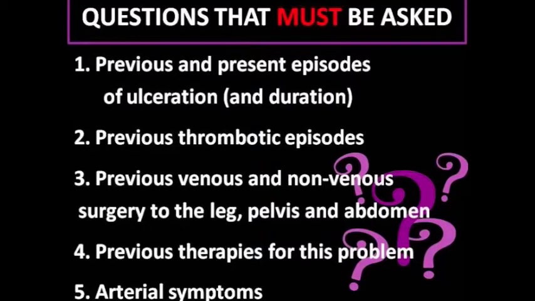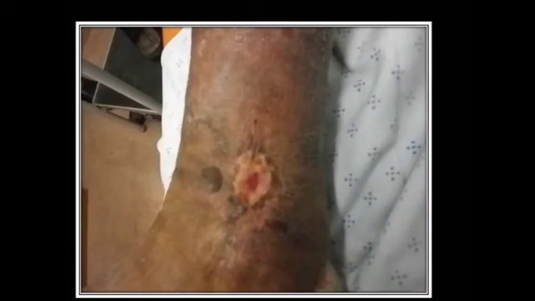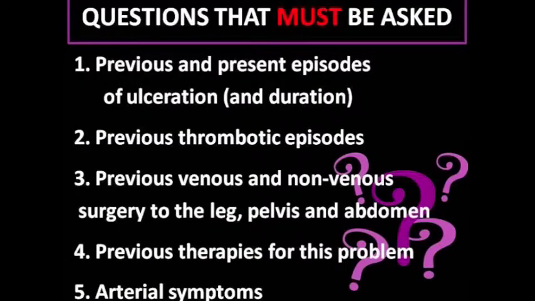If we look at a history, these are questions that we must ask in a chronic venous insufficiency patient. Have they had previous or do they have present ulcerations? The duration, how long did they have them for? How long did it take to heal? And what did they do to get them to heal? Have they had any previous thrombotic episodes? Have they had previous DVTs? Were they treated? How were they treated? How were they diagnosed? And where in the vessels were they?